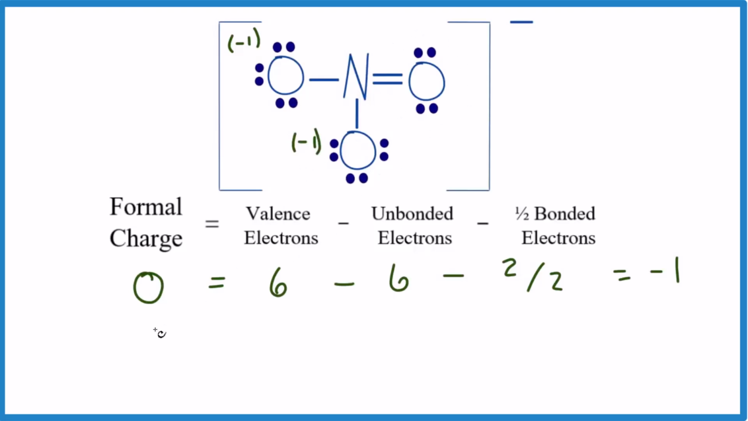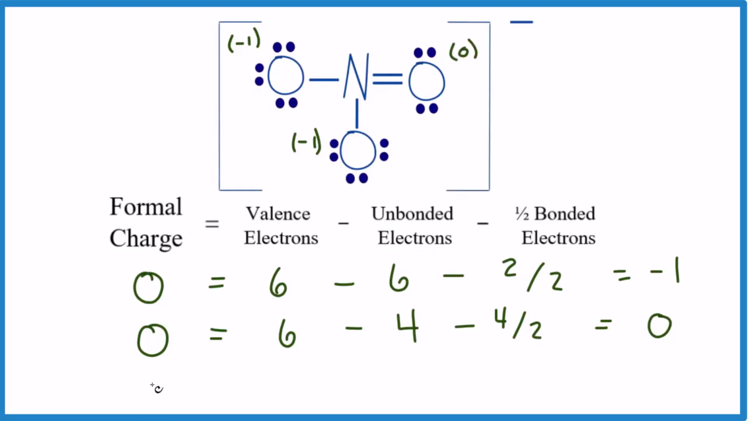For the oxygen with the double bond, that equals 6 valence electrons minus unbonded, just the 2 plus 2, 4, minus 1/2 of the bonded. And this oxygen has 2, 4 bonded valence electrons. And 6 minus 4 minus 4 over 2 gives us 0. So we'll put our 0 right up here.